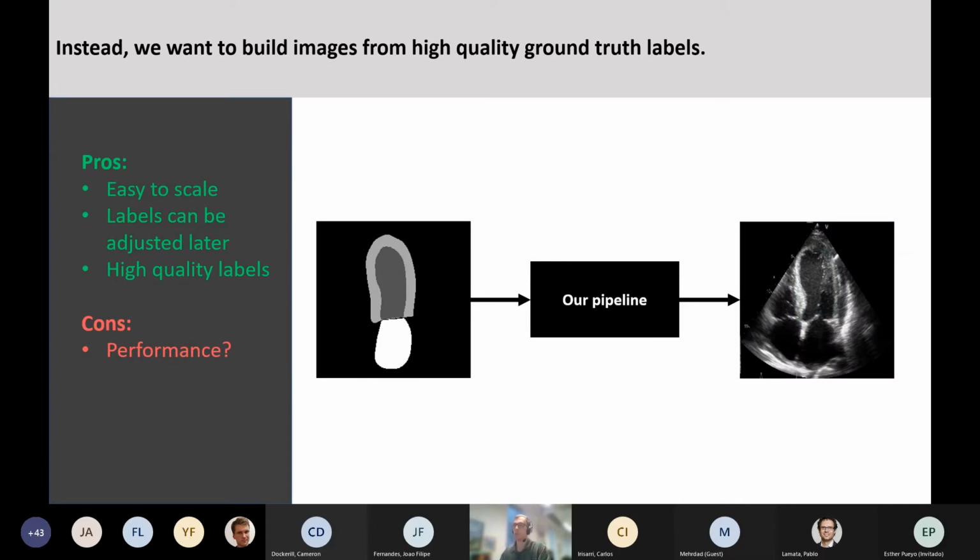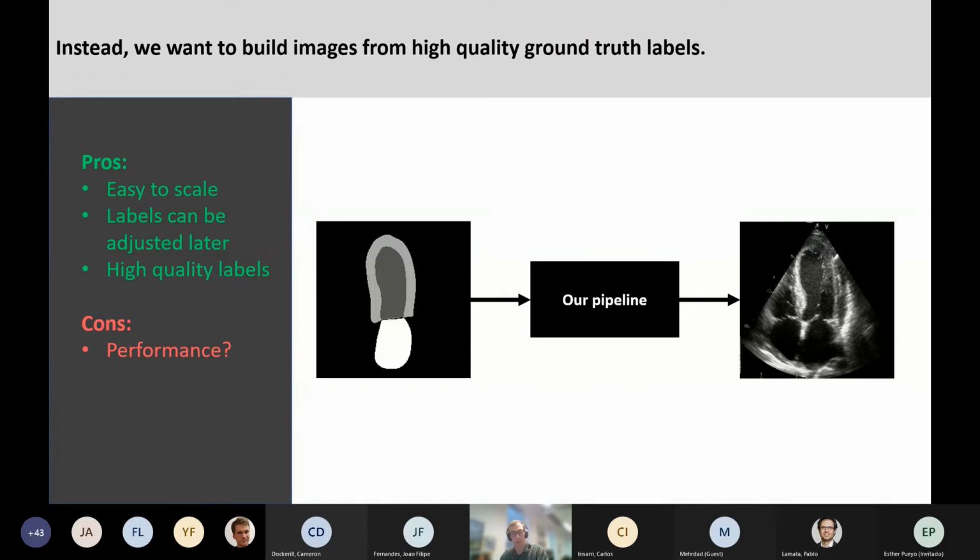So instead, we want to build images from high quality ground truth labels. So we want to start from labels and then build the images from that. And the pros of this approach is that it's easy to scale and the labels can be adjusted later. And as long as we know that we're starting from high quality labels, we know that we have those already, so we don't have to worry about that. And then the con, of course, is the big question here: how will a network trained on these images perform?